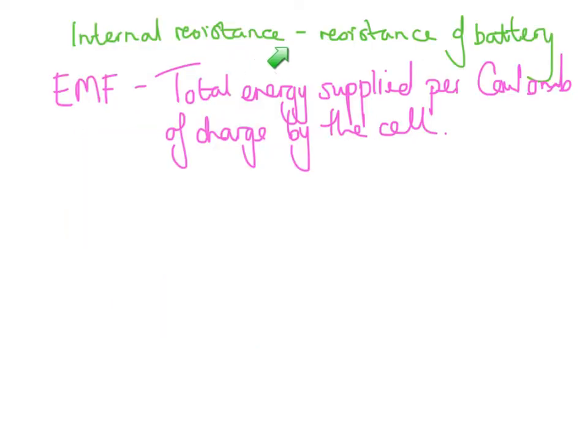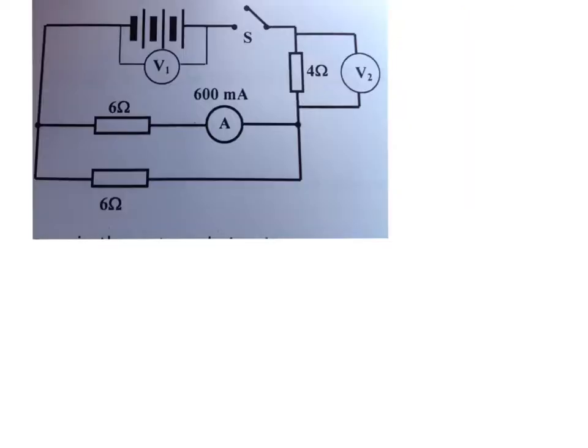Internal resistance is the resistance of a battery, and EMF is defined as the total energy supplied per coulomb of charge by the cell. All of these are only useful, well, you need to know your definitions, but in as far as we can apply them. So I'm going to look at the 2 examples that were in your pack of revision material, and let's see if we can apply all of this information.